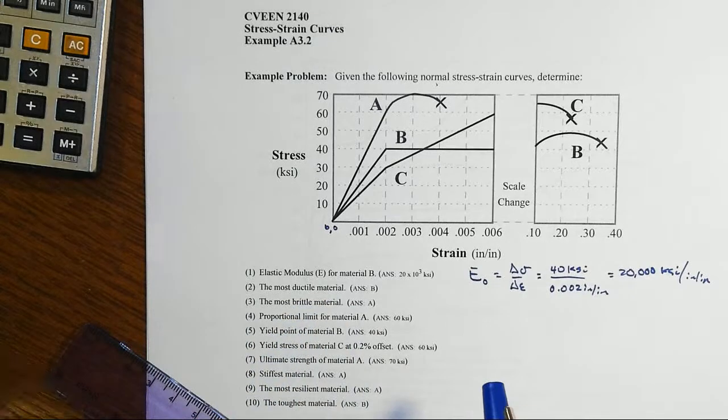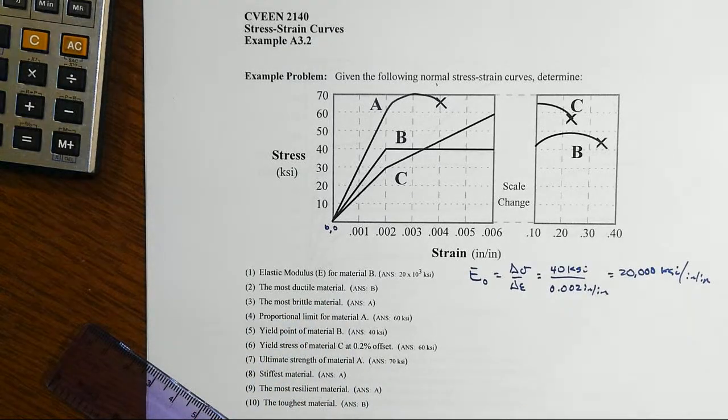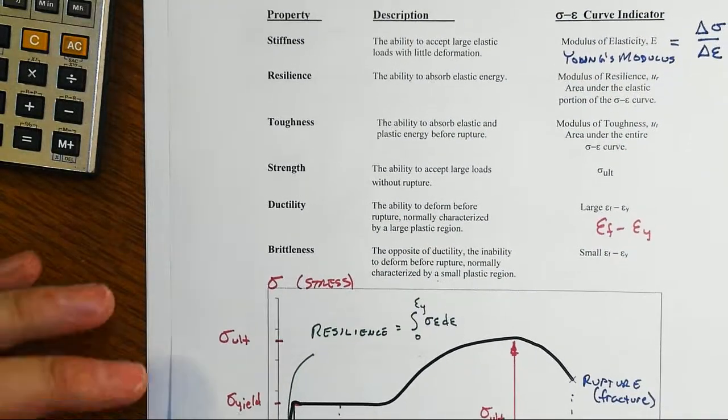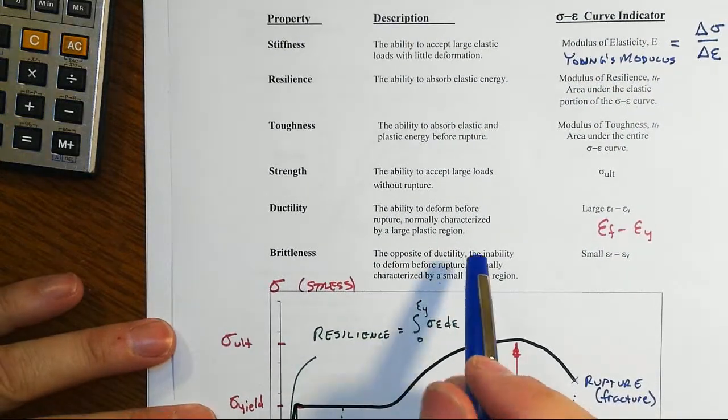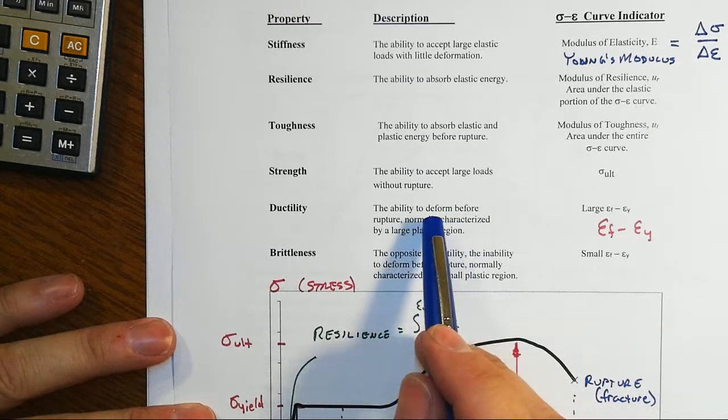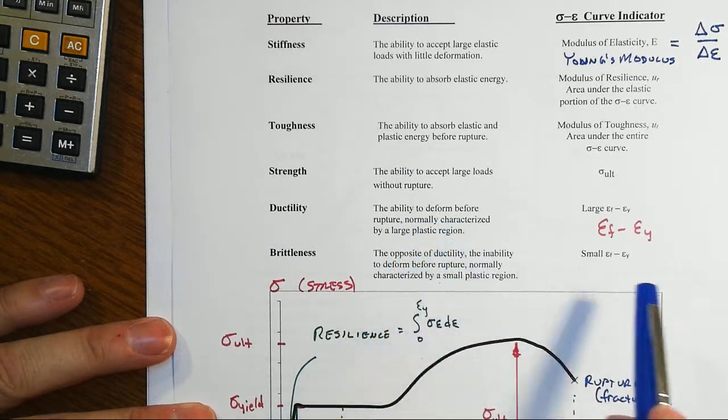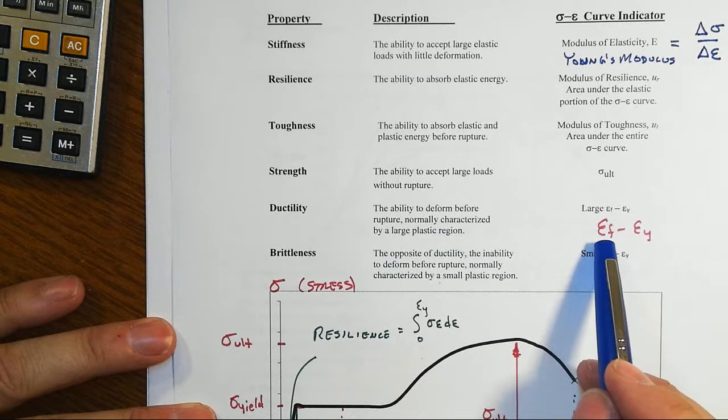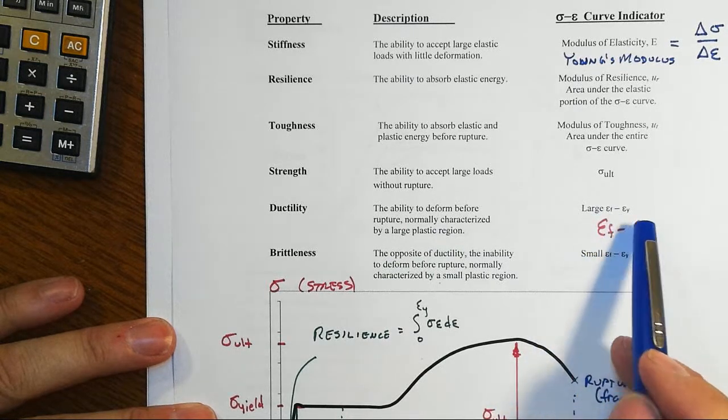Then we're asked to find the most ductile material. Now remember, ductility is the opposite of brittleness. Brittle means something breaks without hardly any warning, whereas ductility is the ability to deform before rupture, normally characterized by a large plastic region. One way to characterize it was with this large region between the strain at fracture and the yield location.